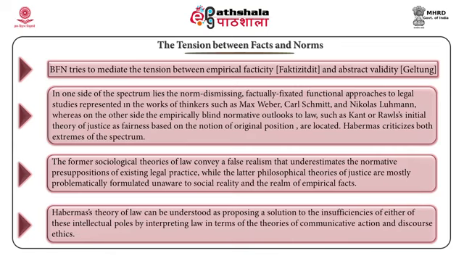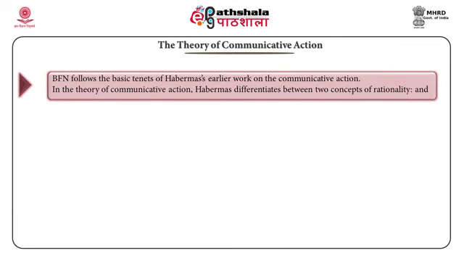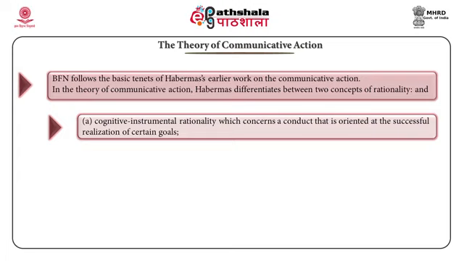In these books, Habermas begins the exposition of his theory by postulating the problem of the rationality of action as the central subject matter in the theory of sociology, which goes all the way back to classical sociological scholars like Weber. Habermas identifies 2 concepts of rationality. One is cognitive instrumental rationality, which concerns conduct that is oriented towards a successful realization of certain goals. So this is the instrumental.